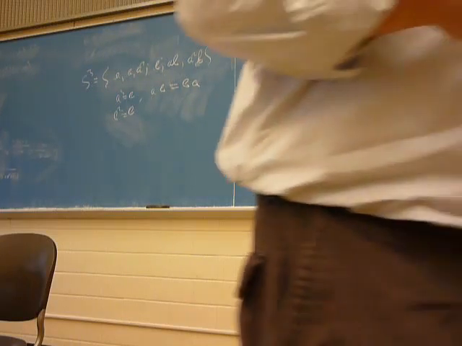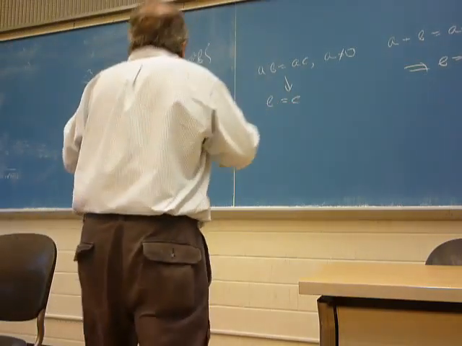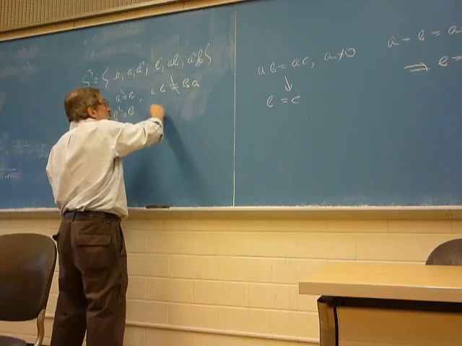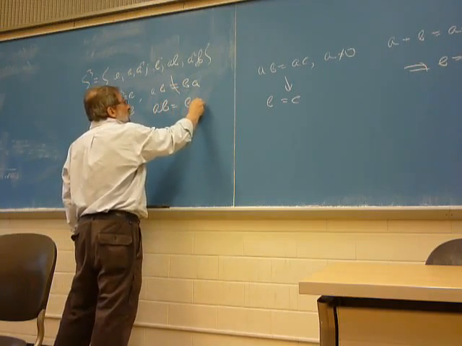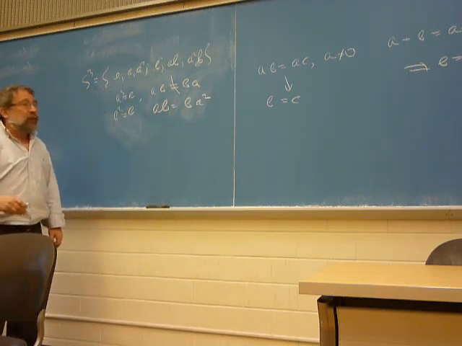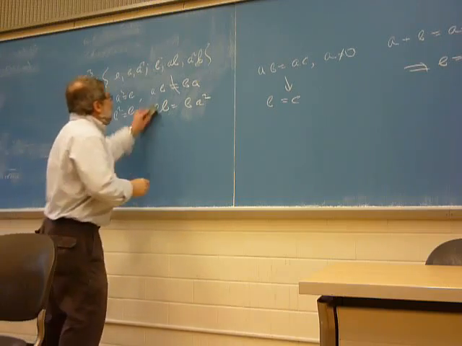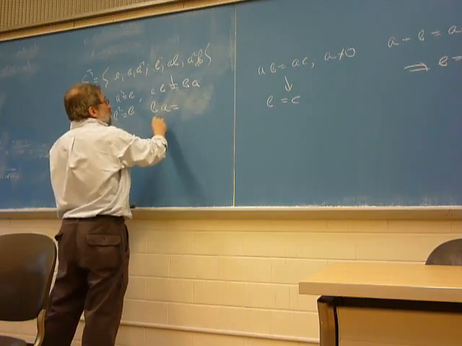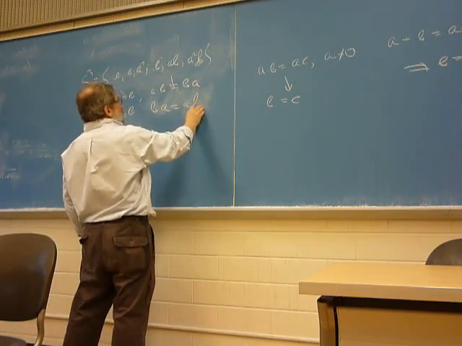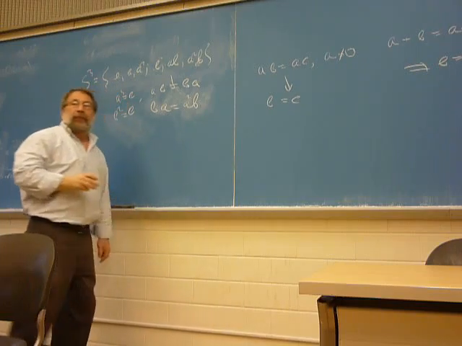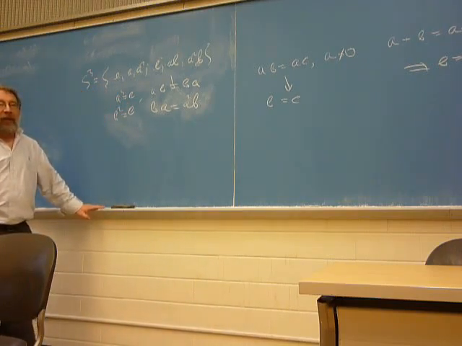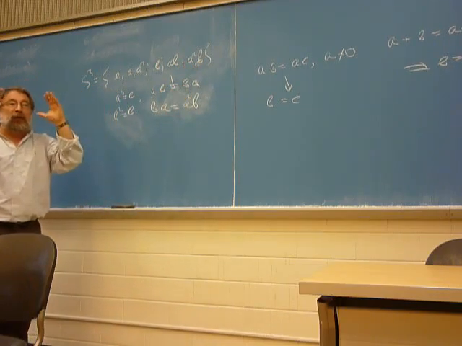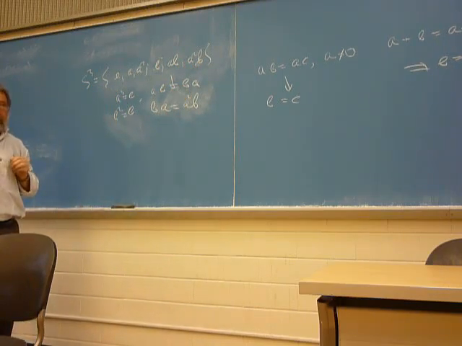Does AB equal BA or doesn't it? In S3, of course not. In S3, AB is equal to BA squared, and BA is equal to A squared B. If you have just this list, then you have to supply it with a multiplication table.